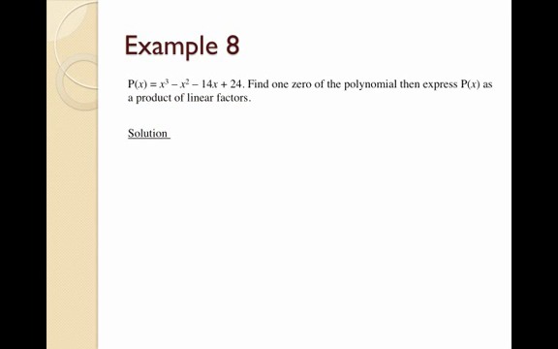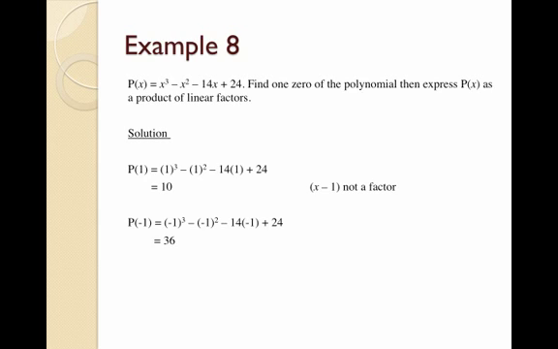So let's try subbing into our polynomial. I start with p of 1 and I get an answer of 10. This means that x minus 1 is not a factor. I then try p of minus 1 and that gives me 36. Again, not a factor. I'm going to keep doing this until I get an answer of 0. So next I try p of 2. This does give me a remainder of 0. This means that x minus 2 is a factor.